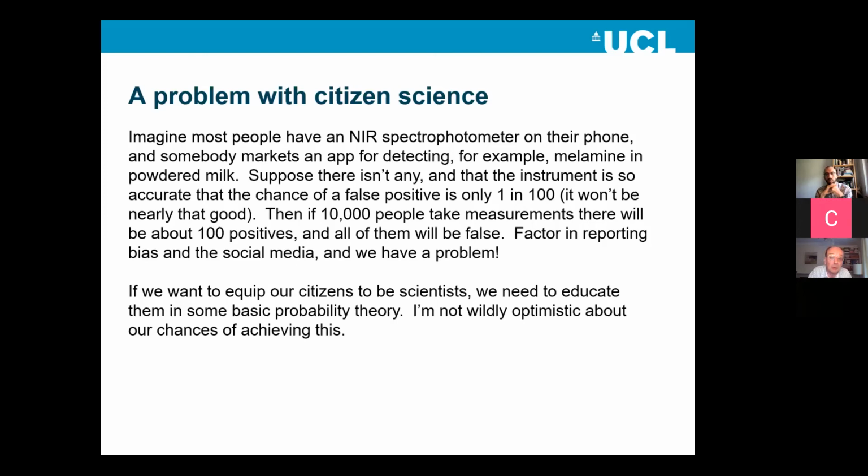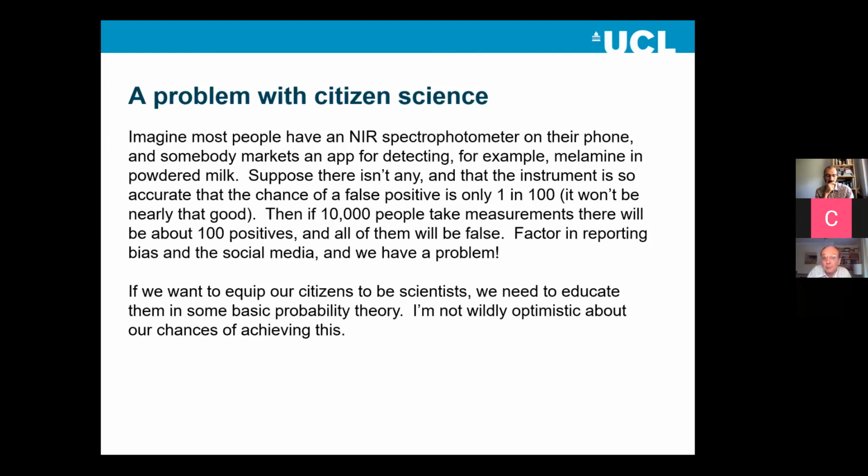And so people started trying to measure melamine using all sorts of methods, including NIR. And it works as long as there's a reasonable amount there. Well, it works as long as we're not talking tiny amounts. But suppose people have got these instruments on their phones and somebody markets an app to do this. And suppose there isn't any melamine. So the market's perfectly clean. And the instrument's really good. So the chance of a false positive is only 1 in 100.